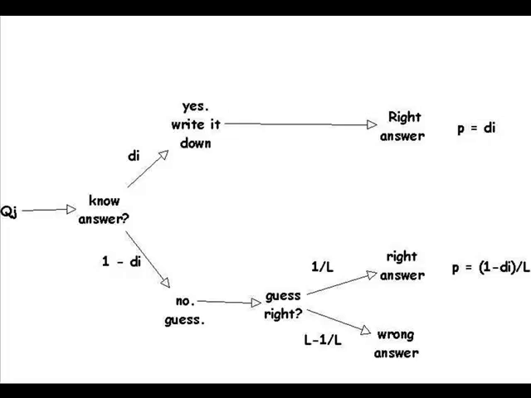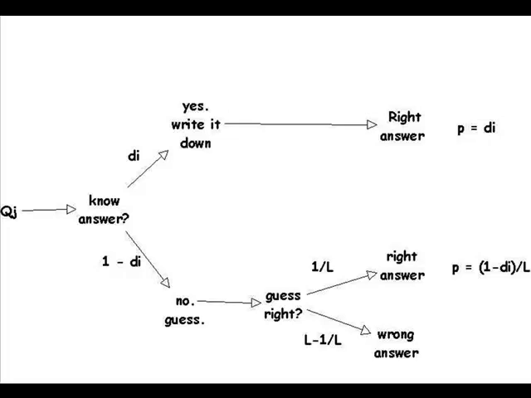So the question is, does the student know the answer to this question? If the answer is yes, with probability D, then write it down. Does she not know the answer? That's 1 minus D. In that case, guess. What's the probability of guessing right? Well, the probability of guessing right is 1 over L, where L is the number of possible choices. In this case, there are 5, so it would be a 20% chance of getting it right. And the probability of a wrong answer is (L minus 1) over L, which is 80%, right? So this is the probability of getting the right answer if you guess.